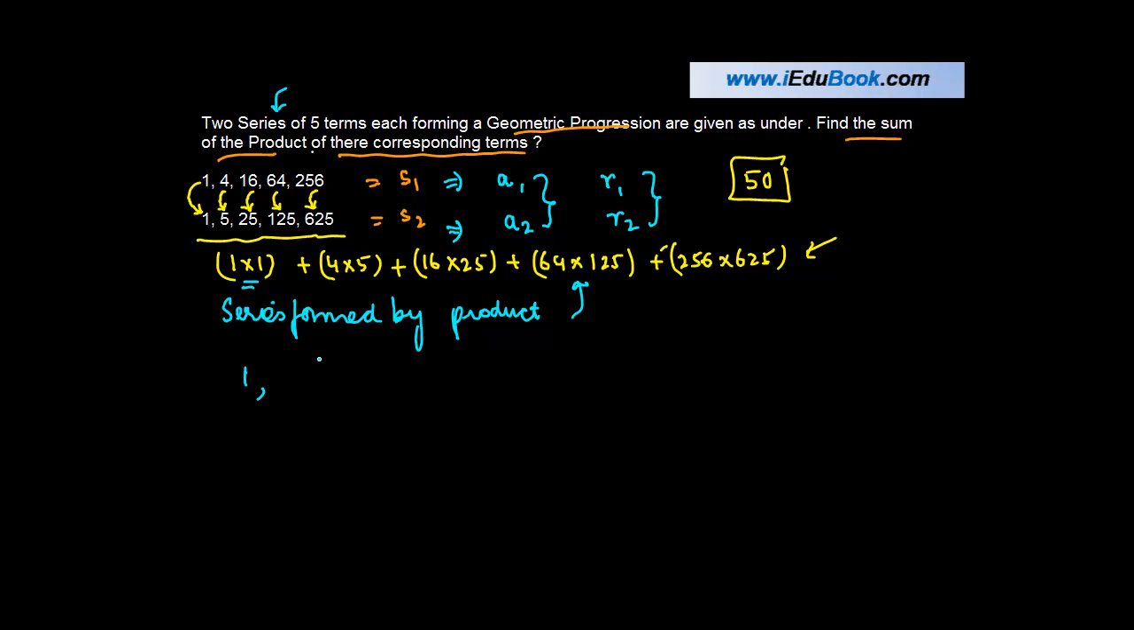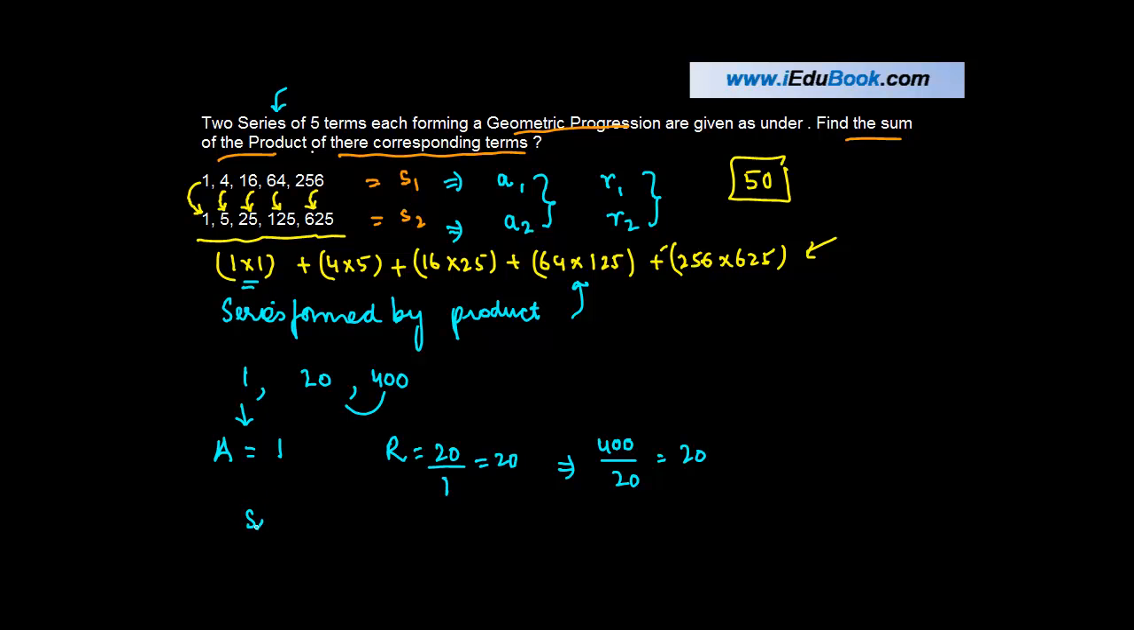Second term is going to be 4 by 5, 20. Third term is 16 into 25, or 400. Now if you see this particular series, let's call it capital A. The first term of the series is 1. What is the common ratio? The ratio is 20 by 1, equal to 20. And 400 divided by 20 is also equal to 20. In other words, the series formed by multiplying these two geometric progressions is also a geometric progression.